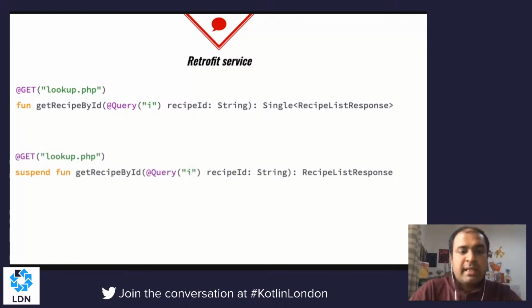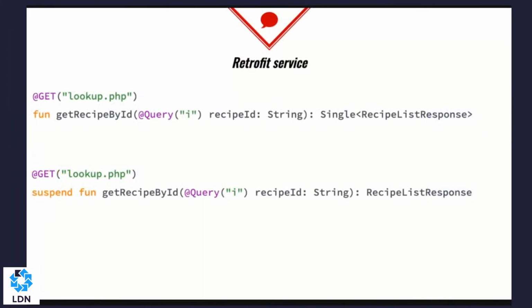This gets converted into something like this. What is new in this is a suspend function is introduced, and then there is a return type which is changed. So we don't need now single or observable or anything. We just use a simple type which is called RecipeListResponse.